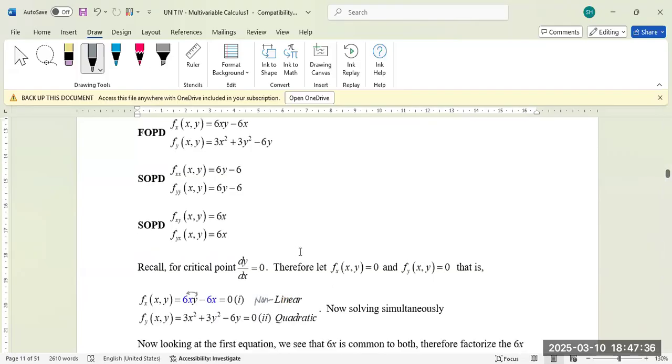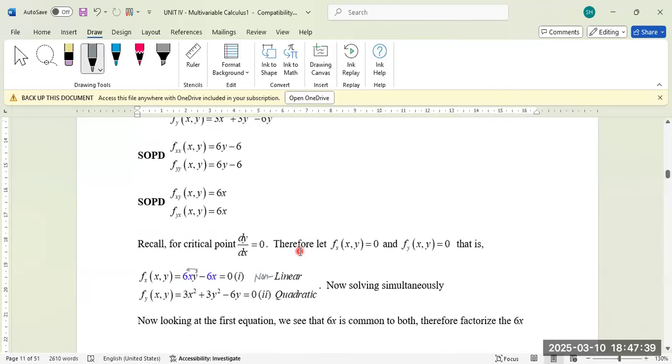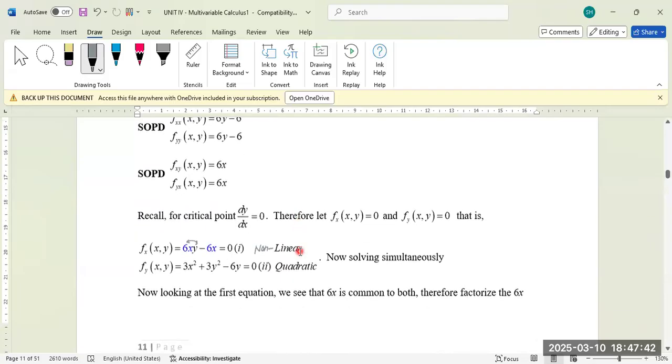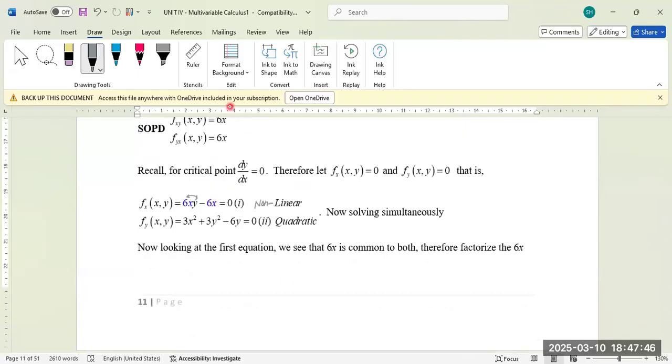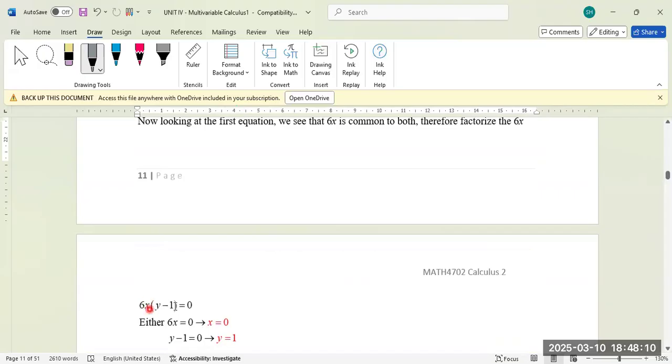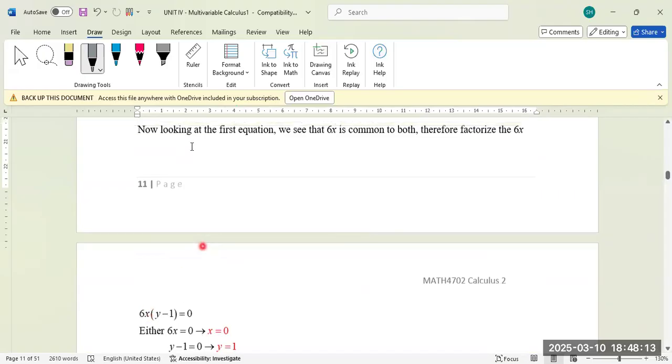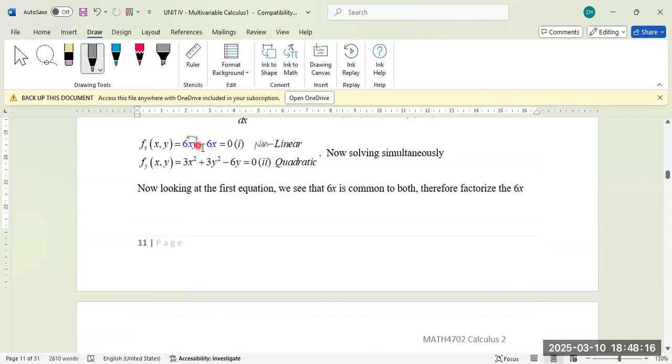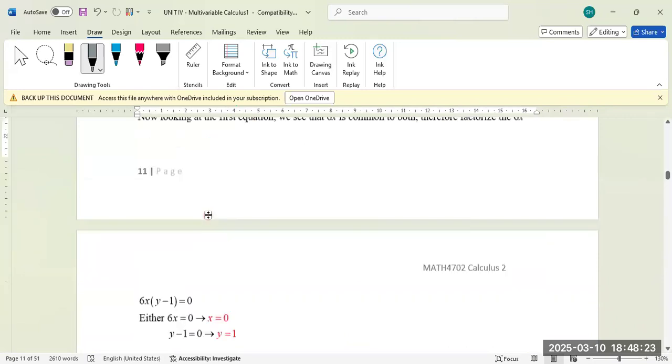So let me show you what it is that I'm doing. Looking at the first equation, we see that 6x is common to both. There's a 6x here, and I put it in blue to show you the commonality. So I'm going to factor out the 6x. When I factor out the 6x, I'm going to be left with y minus 1. So we're going to have 6x times y minus 1, and that equals 0. Can you see that?